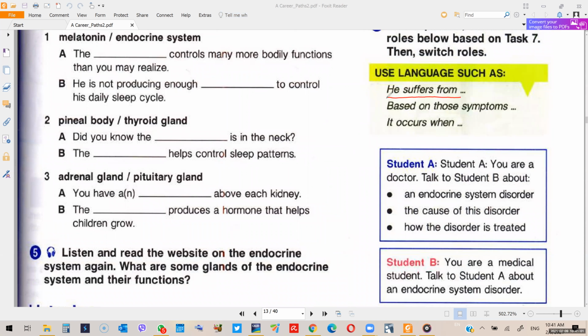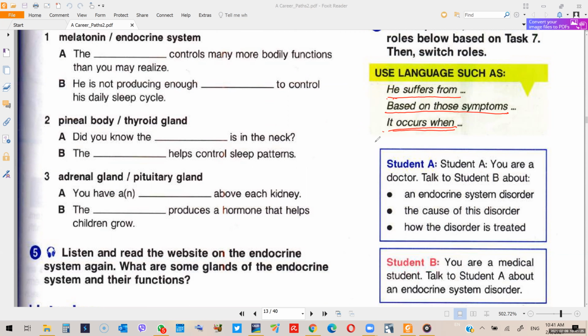So he suffers from. And the second question, based on those symptoms, what do you think the disease is based on? So this is a linguistic, yes. Yes, and it occurs when, or it happens again.